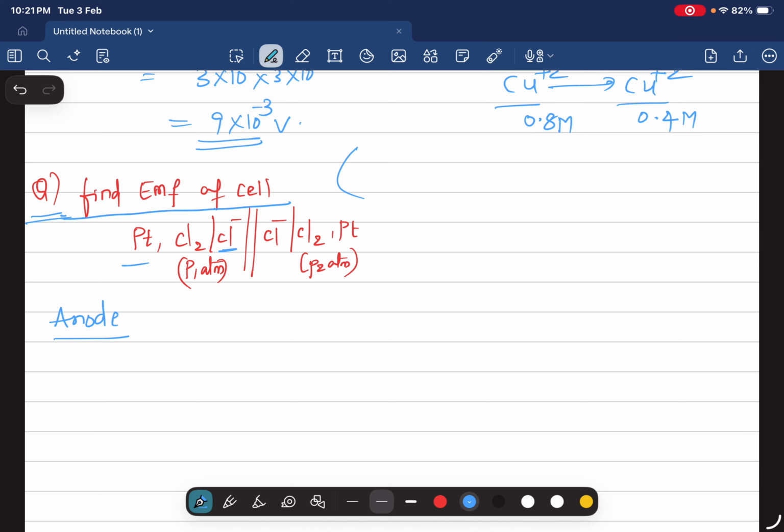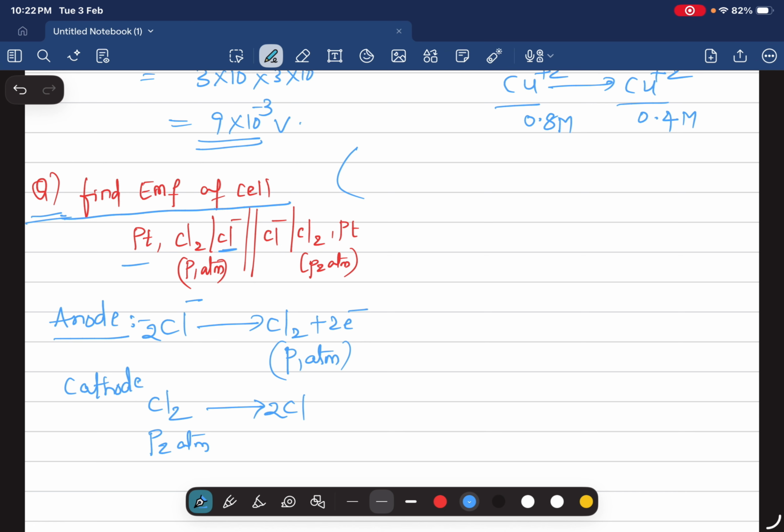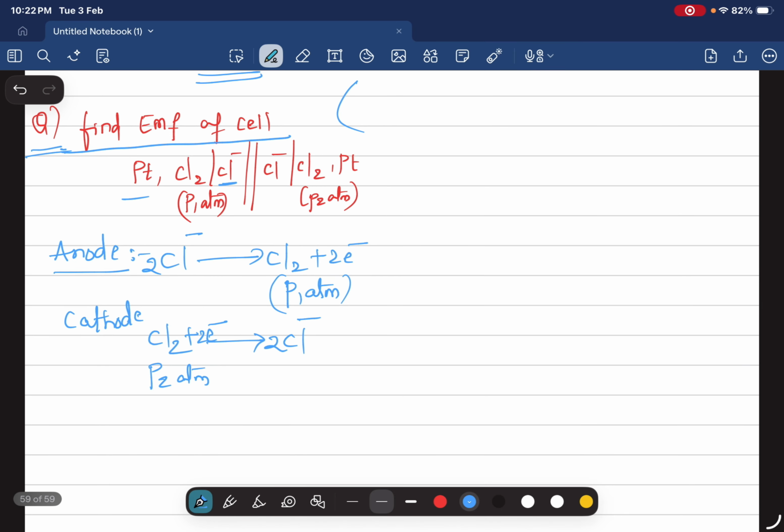The anodic reaction: 2Cl minus goes to Cl2 plus 2 electrons, oxidation, right? The pressure is P1 atm at the anode. The same way, the reverse reaction happens at the cathode: Cl2 at P2 pressure is converted into 2Cl minus by accepting 2 electrons.